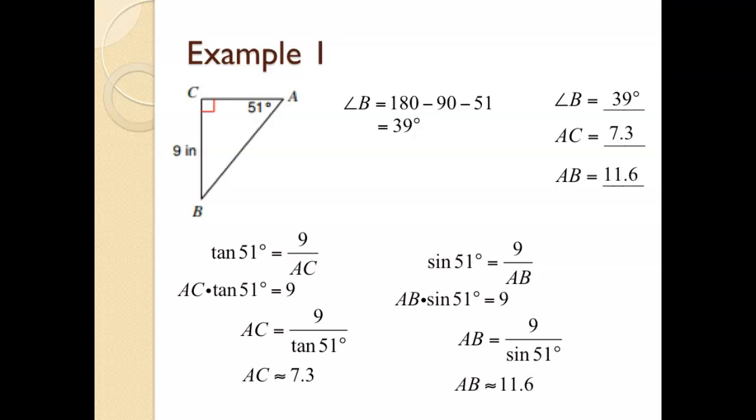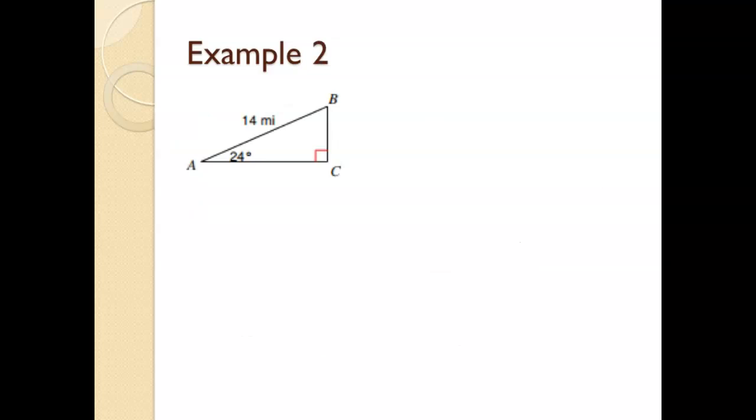Take a look at example 2. Here we're given angle A, we're given side AB, and we still need to solve for angle B, AC, and BC. Let's start with angle B. To solve for angle B, we can again apply the triangle sum theorem and subtract 90 and 24 from 180 to get angle B. That leaves us with 66 degrees.